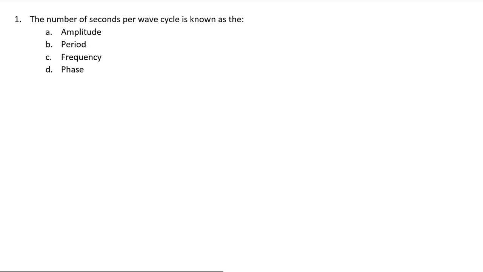This only leaves us with option B, the period, which is indeed the number of seconds per wave cycle. For example, for periodic motion, it is defined as the time it takes for that object to go from its equilibrium position back to its equilibrium position. In other words, the time it takes to do one complete cycle. Therefore, the correct answer is option B.